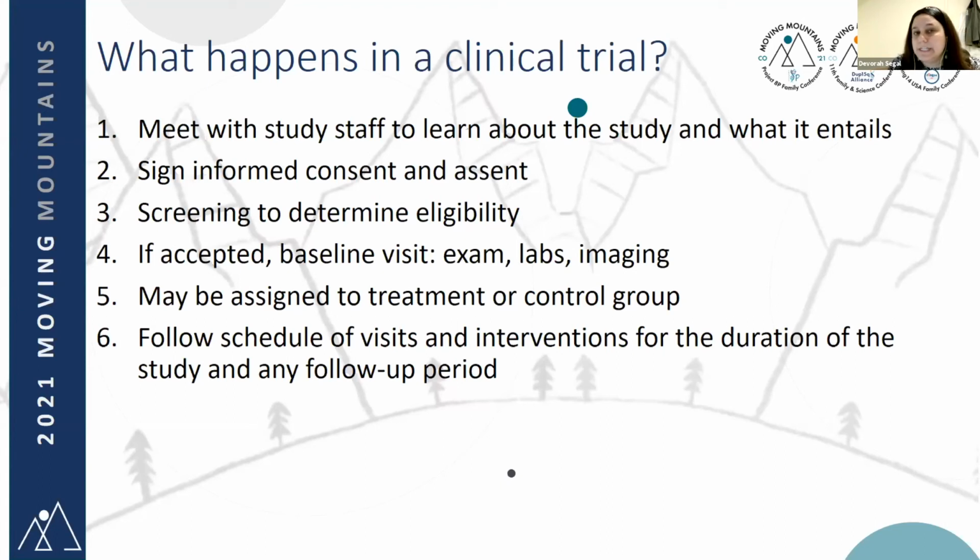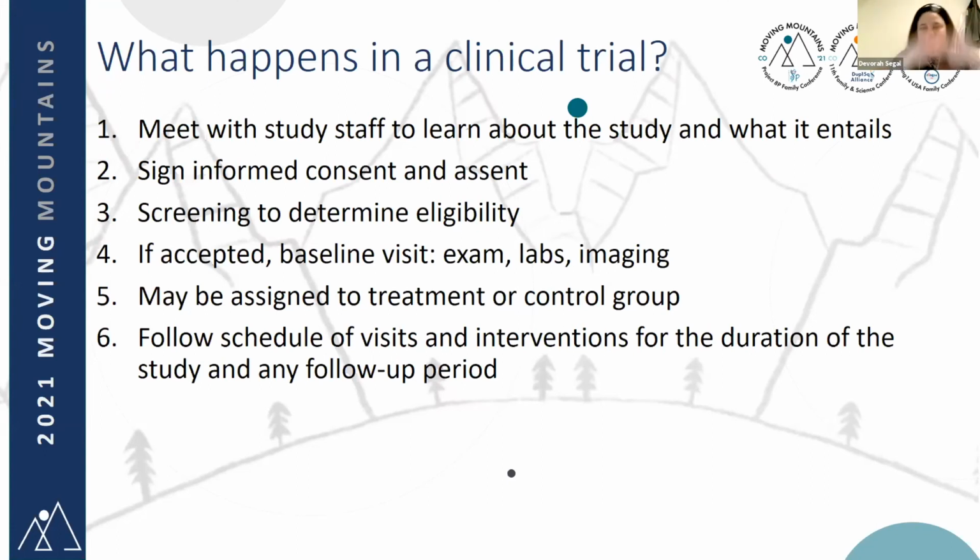And then there's usually a screening process. So you might have blood work done, an MRI, an EEG to see if your child is eligible for the study. If you're accepted, there's typically a baseline visit where, again, there might be labs involved, there might be a physical exam involved, and then you're assigned to a treatment or placebo group. Like I said before, in rare diseases, there usually is no placebo group. And then you'll have a detailed schedule of visits. It's usually a graph.